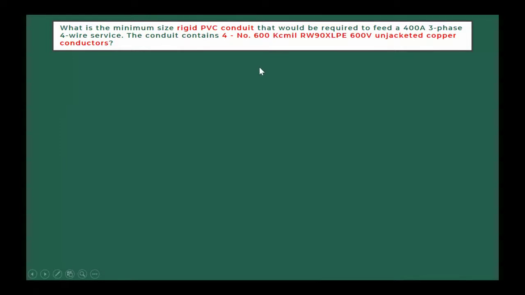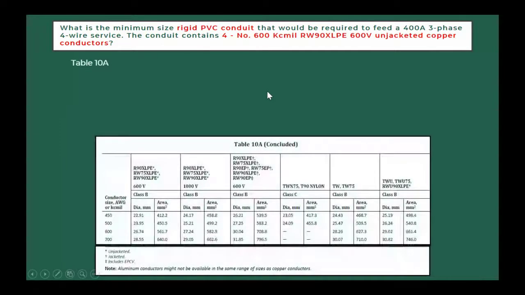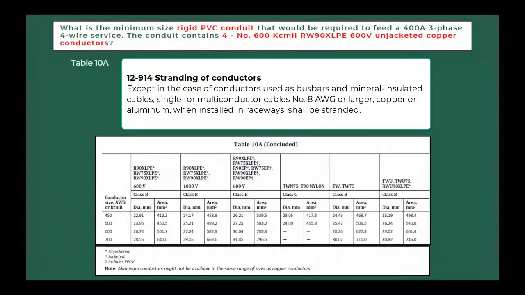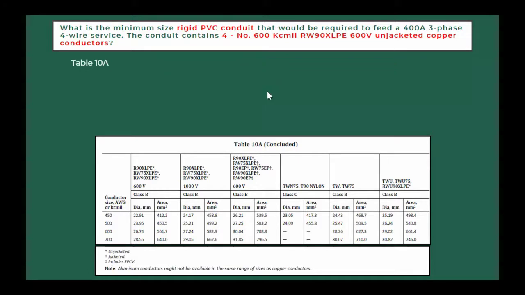Okay, so the first thing I got to do here is go to table 10A. Don't worry about the stranded because stranded only applies to 14, 12, and 10. But now we're into the big conductors. Anything number 8 and larger is pretty much stranded. Okay, so I got 4 number 600s.